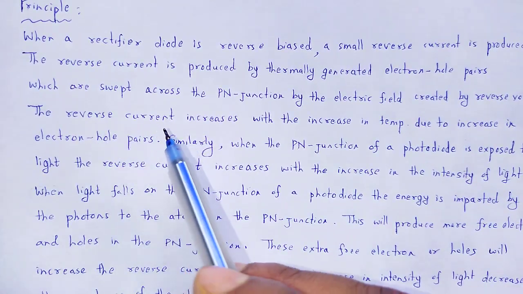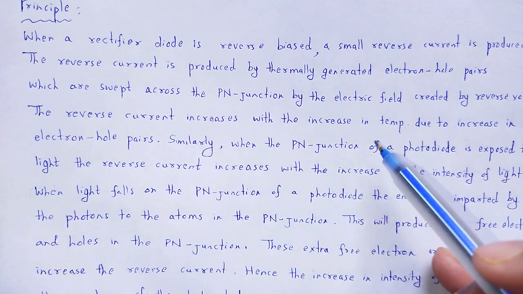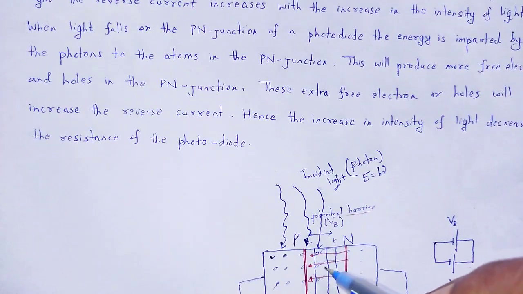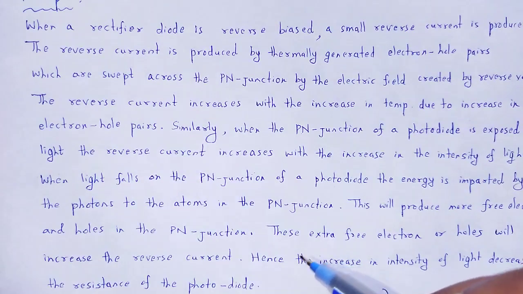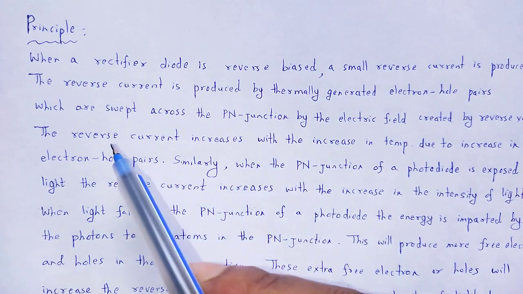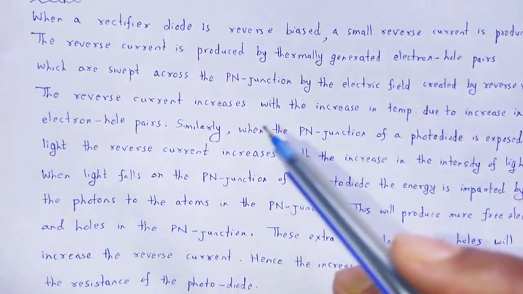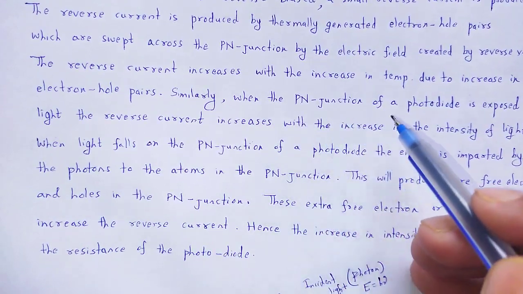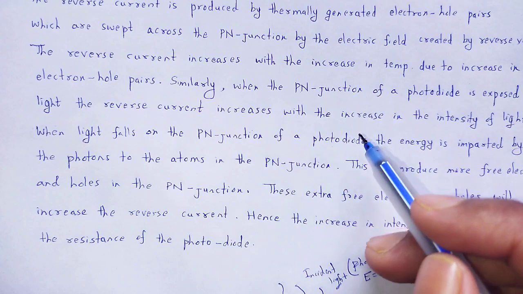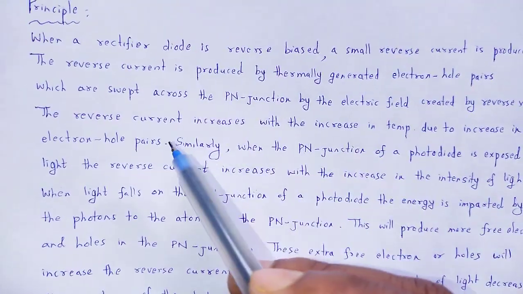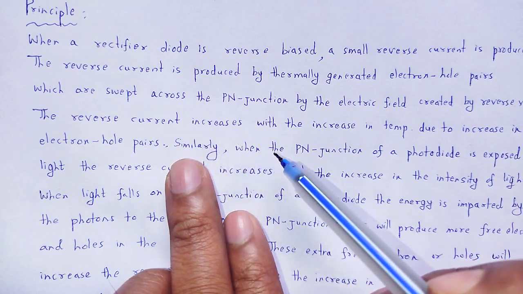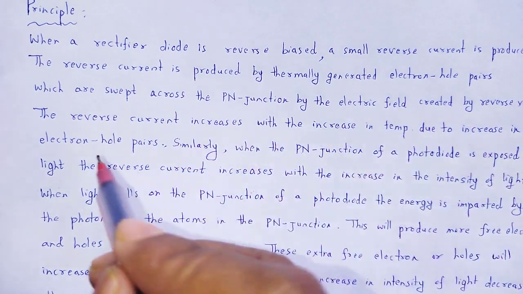Then the reverse current increases with the increase in temperature due to the increase in electron hole pairs. As electron hole pairs increase, the temperature increases. As a result, the reverse current also increases. Similarly, when the p-n junction of a photodiode is exposed to light, the reverse current increases with the increase in the intensity of light.